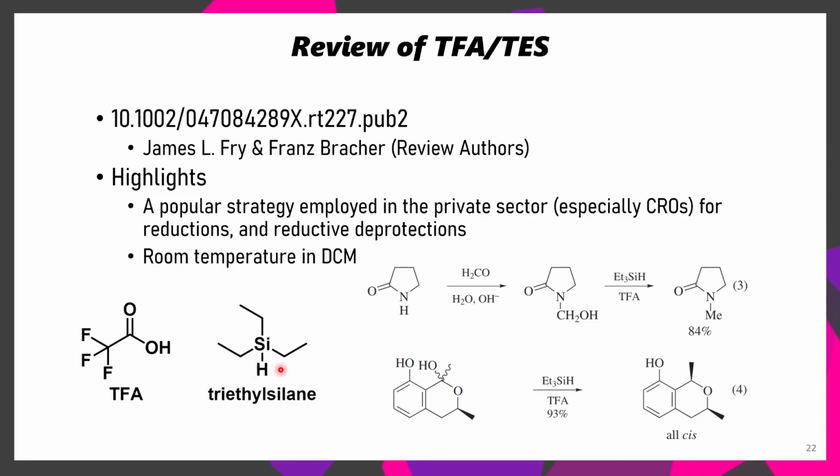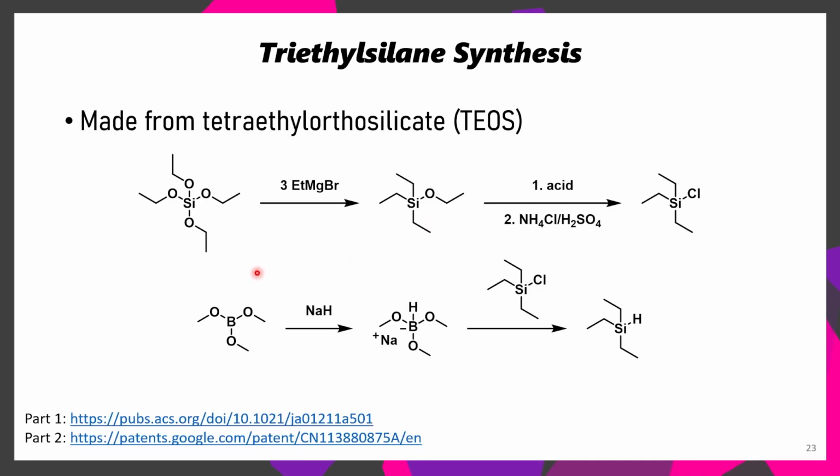If you're wondering how triethylsilane is made, we can start with tetraethyl orthosilicate and treat that with 3 equivalents of ethyl magnesium bromide, affording this intermediate ethoxytriethylsilane. This is treated with acid to form the dimer via an oxygen bridge, and then subsequently converted into the chloride via treatment with ammonium chloride and sulfuric acid.